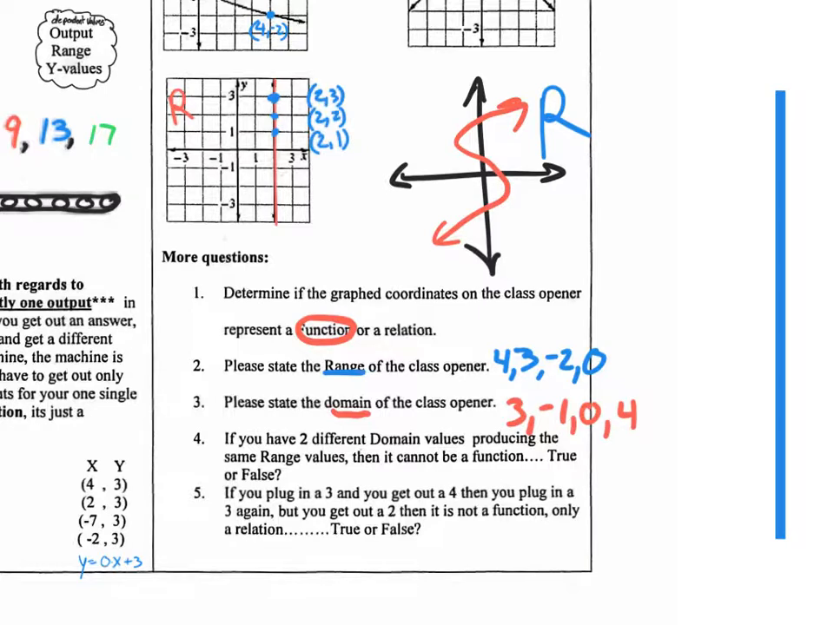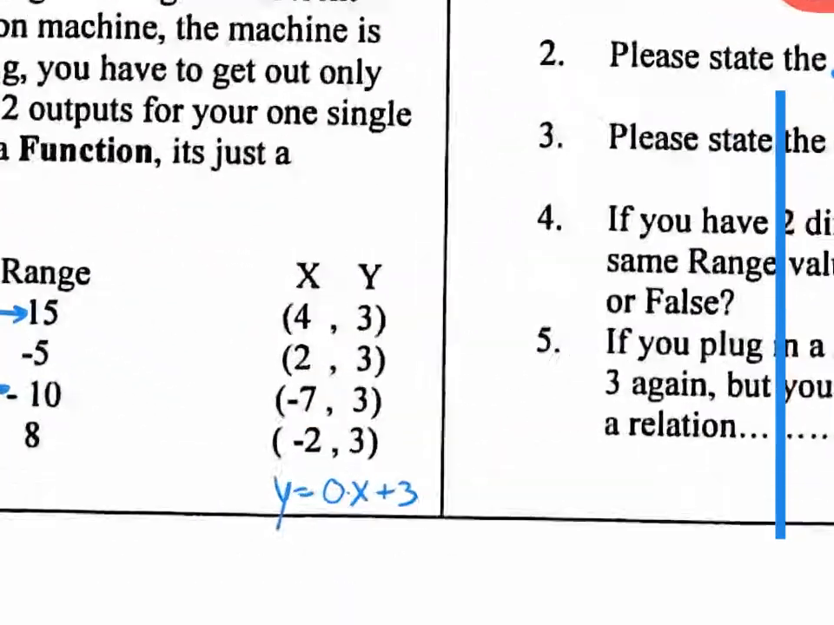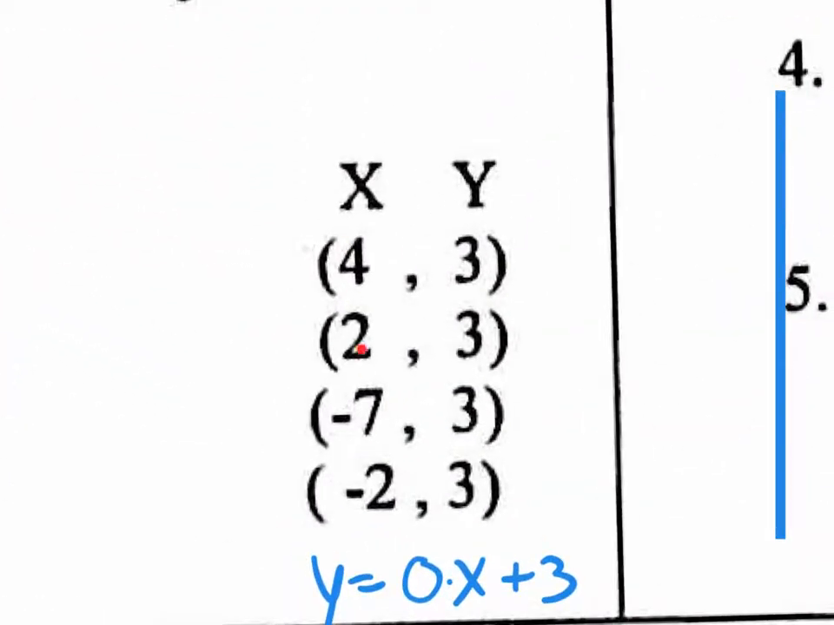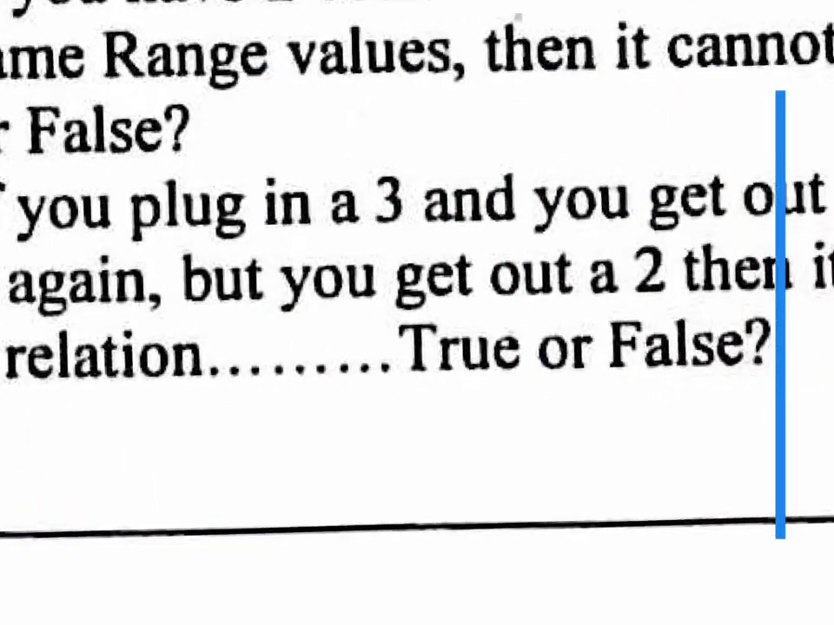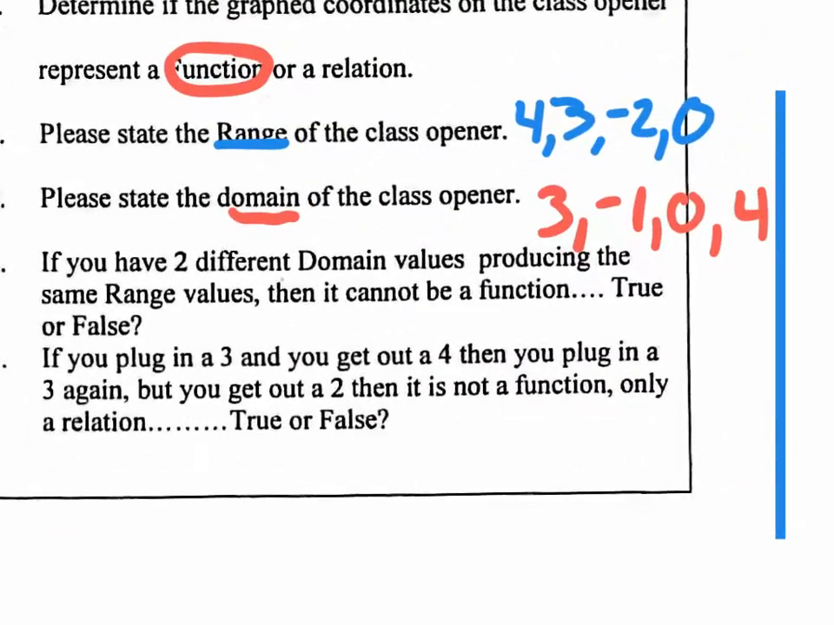Now let's go to this true and false question. If you have 2 different domain values producing the same range values, it cannot be a function. True or false? You have 2 different inputs giving you the same exact output. Is that a broken machine? No. Let's look at this guy. Didn't we have different inputs here giving us the same output? And that was a perfectly working machine, right? So you could have a function that gives you all the same outputs. So right here it says it cannot be a function. So that would mean this is a false statement because, yes, it can be a function. So let's write down false on that guy.